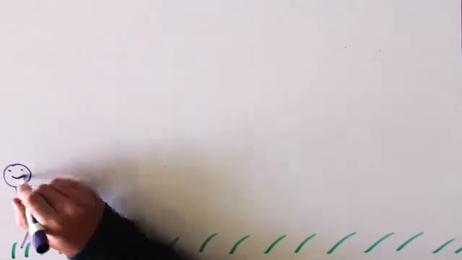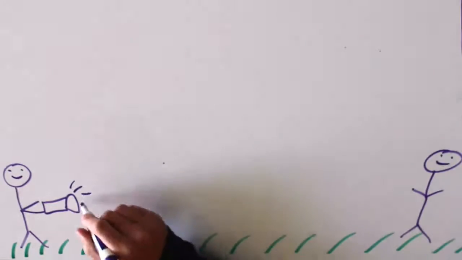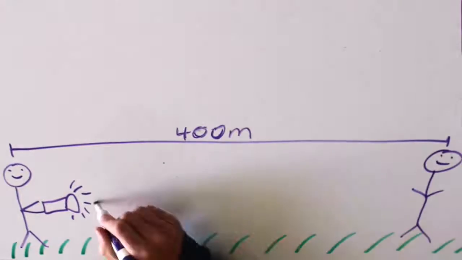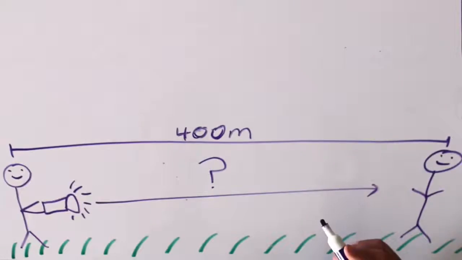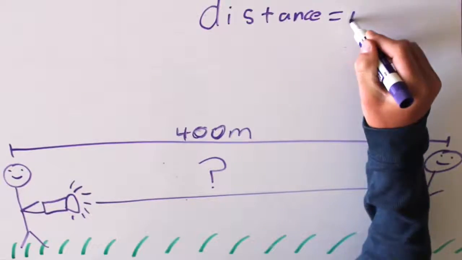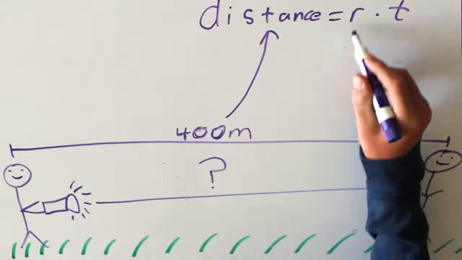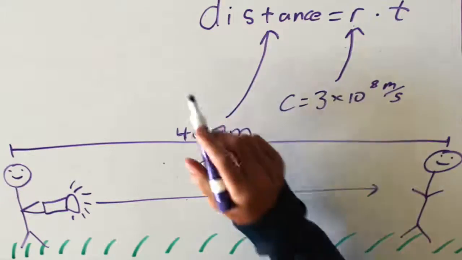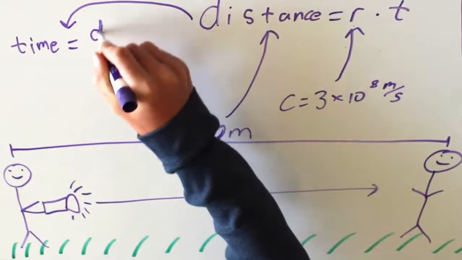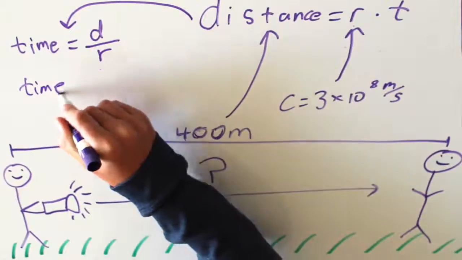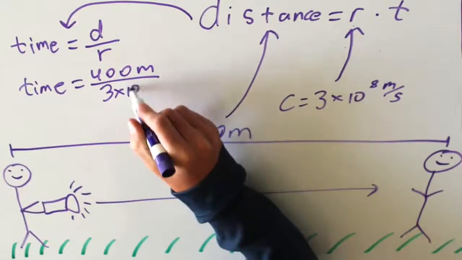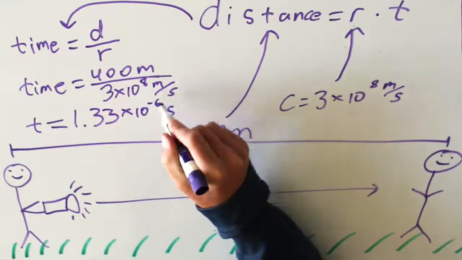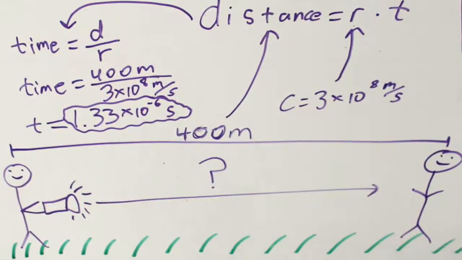So let's say that you and your friend go outside and he decides to shine a flashlight at you again, and this time he's 400 meters away. How much time do you think it takes for that light to get to you? Well, this actually turns out to be a simple distance equals rate times time problem. So you know the distance, 400 meters, and you know the rate too. You know that the speed of light is 3 times 10 to the 8th meters per second. So if you rearrange distance equals rate times time, you can get time equals distance over rate. So time equals 400 meters, the distance, over the speed of light, 3 times 10 to the 8th meters per second. So then time is going to turn out to be about 1.33 times 10 to the negative 6 seconds.